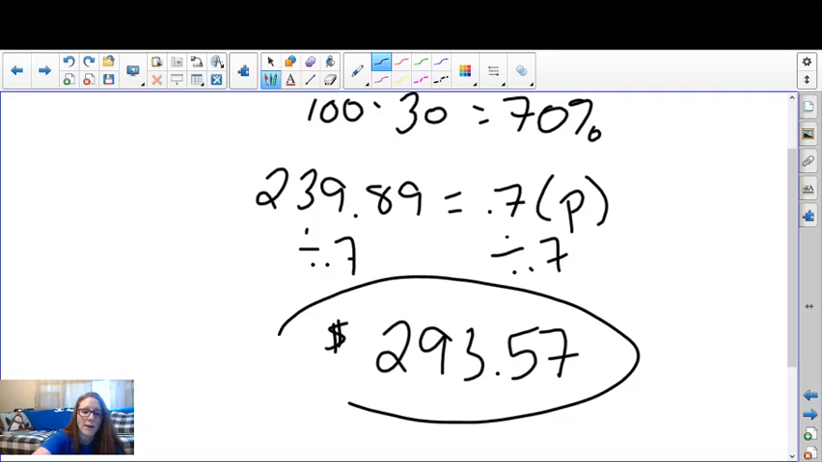And you're like, but wait, why is that a larger number? Well, it should be the bigger number. It was the original price of the phone. So what was the price of the phone before you took the discount off, excuse me. So it should be a larger number.